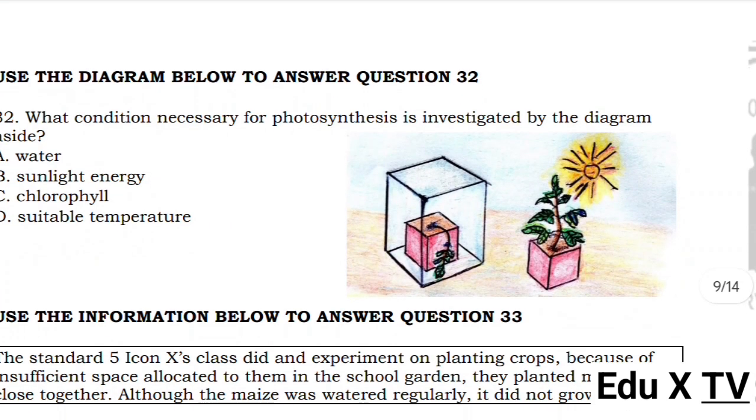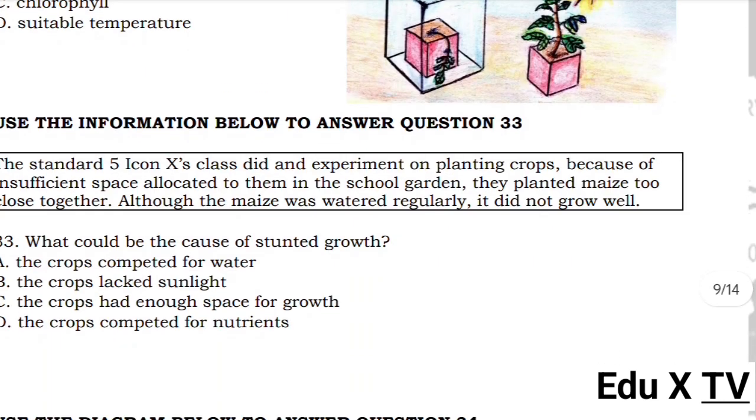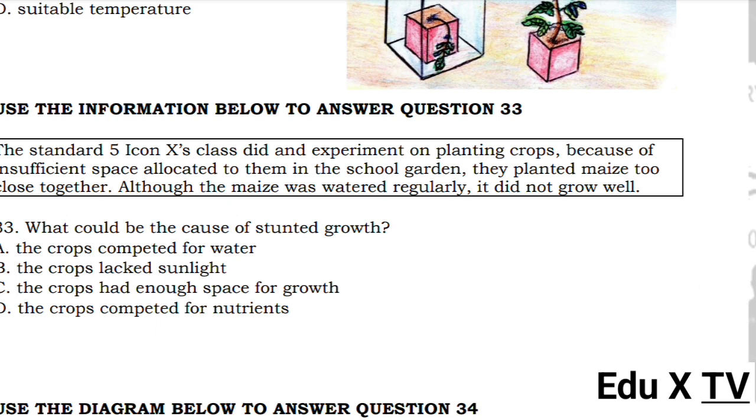Use the diagram below to answer question 32. Number 32. What condition necessary for photosynthesis is investigated by the diagram aside? The answer is B.